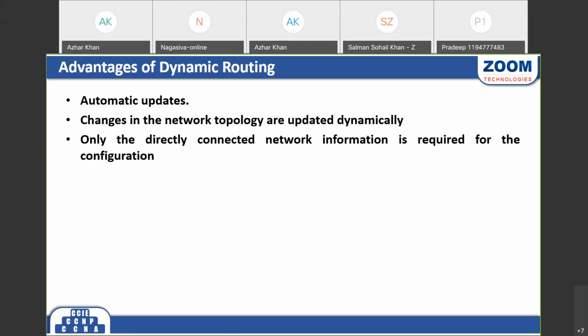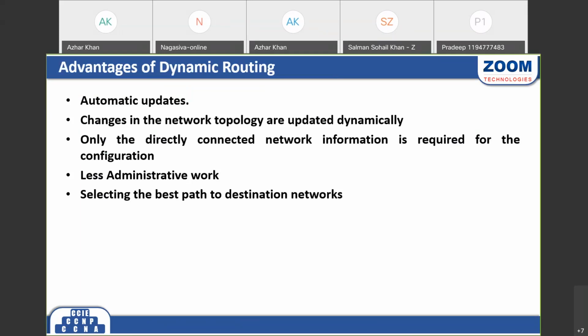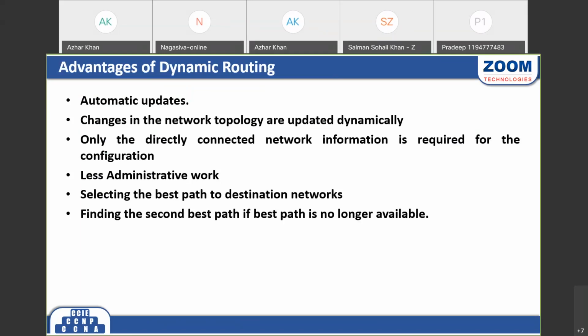Only the directly connected network information is required for the configuration. This is the advantage: less administrative work. In static routing, manually we need to add all the remote networks. But in dynamic routing protocol configuration, we require only directly connected network information. Selecting the best path to the destination network, automatically the best path will get selected. Finding the second best path if the best path is no longer available. If one best path fails, automatically it will find the second best path.